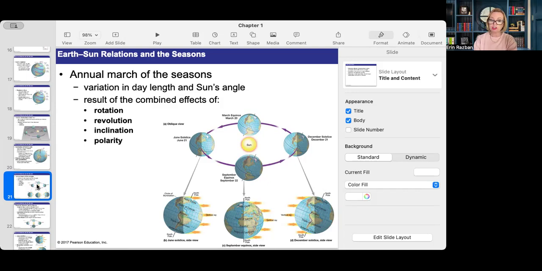Now, as we move to the September equinox around September 22nd, Earth's position creates equal day and night everywhere on the planet, 12 hours each. The sun's direct rays now strike the equator. By the December solstice, around December 21st, the situation has reversed.